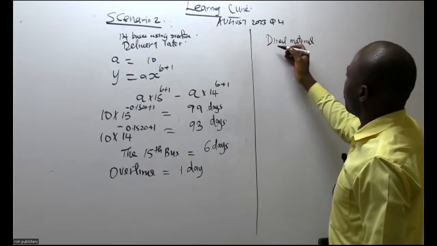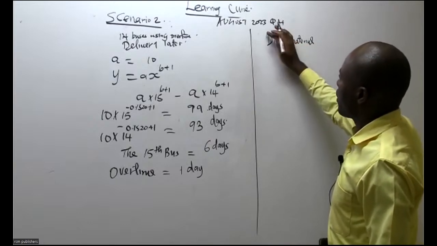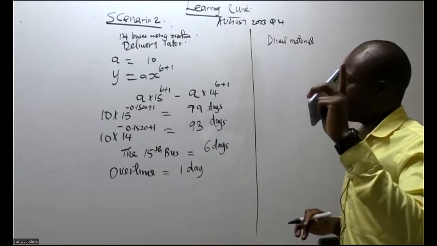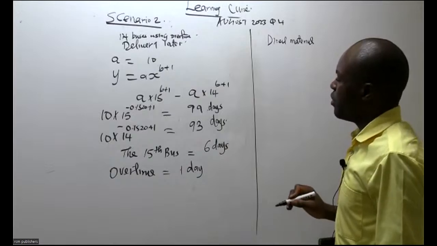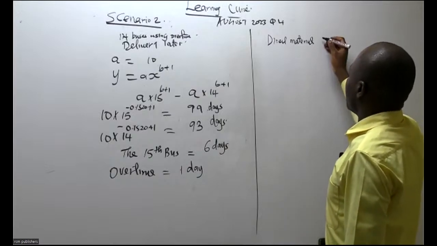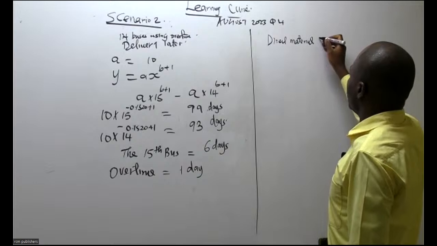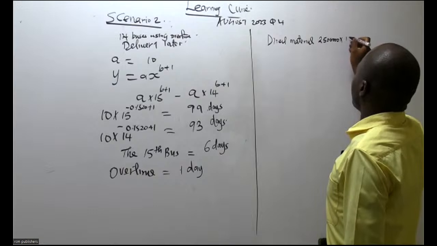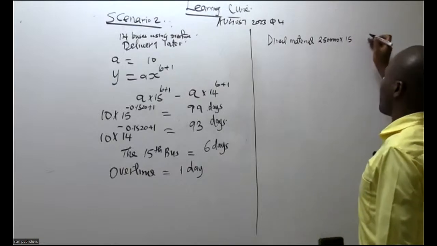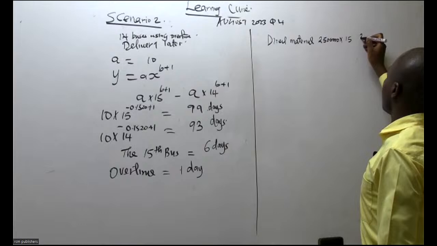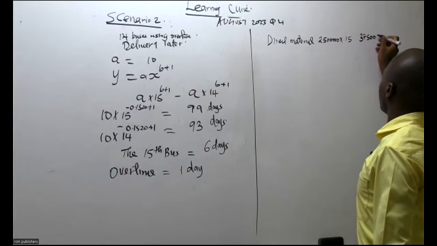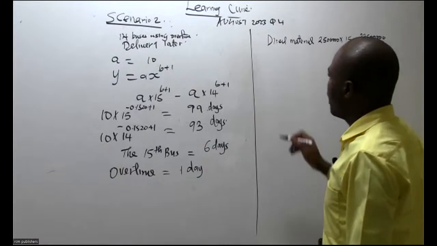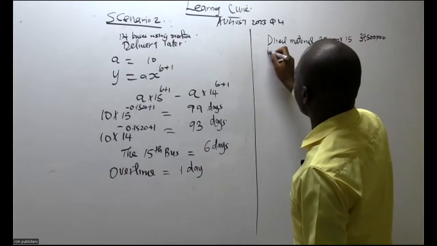So the direct material which we require here, remember we are still going to produce the 15 buses. The direct material which you are going to purchase will still be the same. So I need 2,500,000 by 15 buses. How much is it here? Was it 37,500? 37,500, is it?